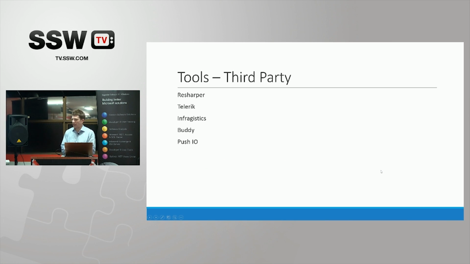Some third-party tools. Obviously, I've talked about ReSharper already. In terms of third-party controls, Telerik, Infragistics, all the main control vendors now have Windows Phone controls. There are some other ones like Buddy and Push.io that provide more back-end infrastructure services. Those are all worth looking at.